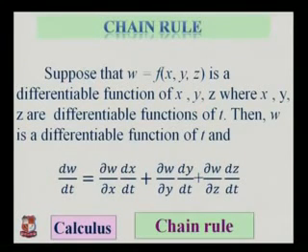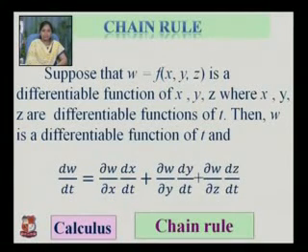Suppose that w is a function of x, y and z, a differentiable function of x, y and z, where x, y and z are differentiable functions of t also. Then w is a differentiable function of t. So we can write dw by dt is equal to del w by del x into dx by dt plus del w by del y into dy by dt plus del w by del z into dz by dt.